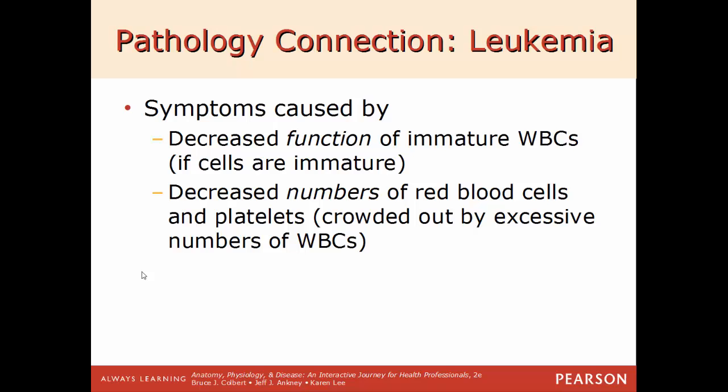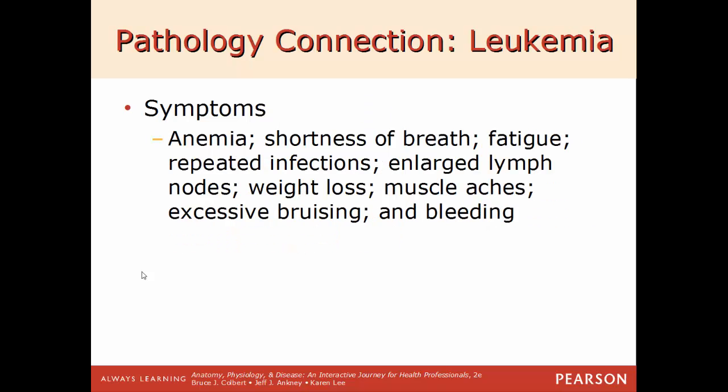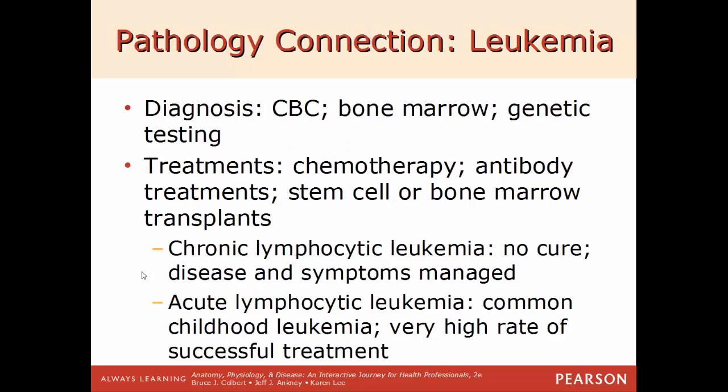The symptoms of leukemia can be caused by a decreased function of immature white blood cells, or by a decreased number of red blood cells and platelets, because they are crowded out by the larger numbers of white blood cells. Some other symptoms of leukemia: anemia, shortness of breath, fatigue, repeat infections, enlarged lymph nodes, weight loss, muscle aches, excessive bruising, and bleeding. Diagnosis: a complete blood count, CBC, bone marrow test, and also genetic testing.